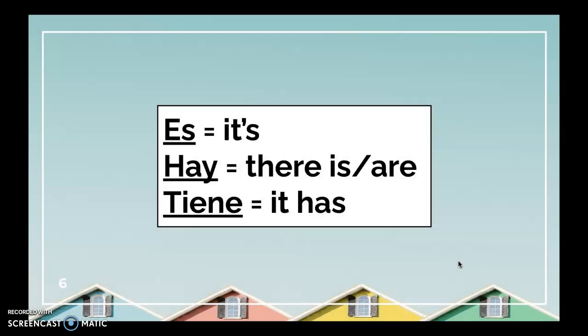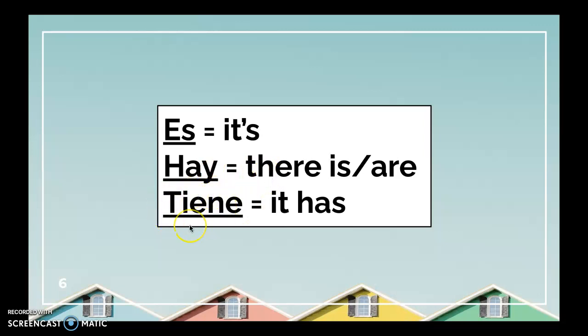Now there are 3 main words, and the nice thing is we've used all of these words before. Es. So that's our general descriptor for a house, right? Like, es blanco, es grande. This word "hay" we may not have seen before. It sounds like "eye," like your eyeball. Hay, there is or there are. So you could say, for instance, there are 3 bedrooms, or there is 1 bathroom. Okay, so we can use this word. And it's nice because it doesn't matter if you're talking about one or a bunch.